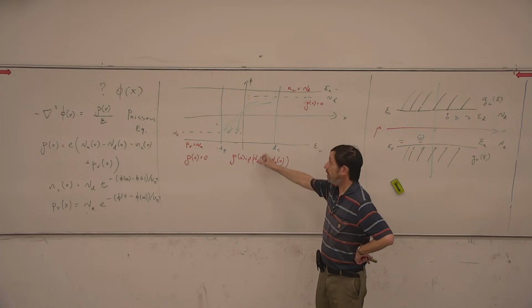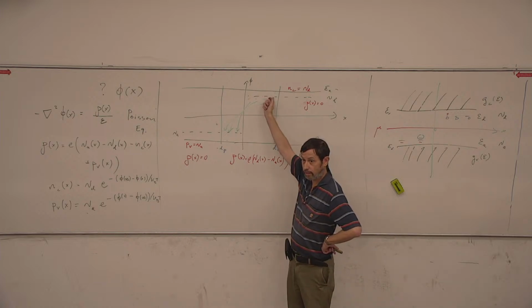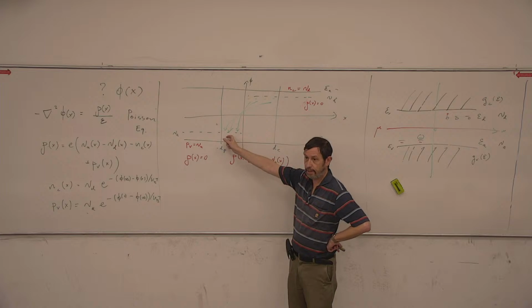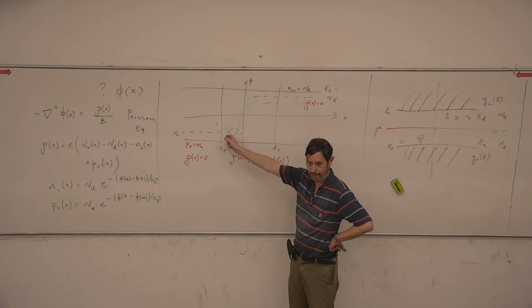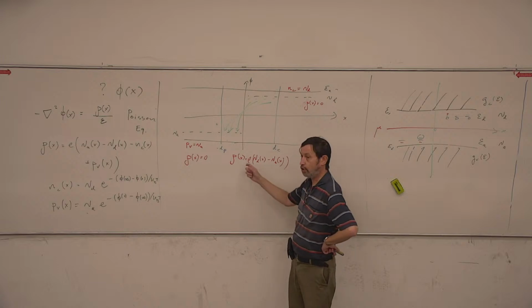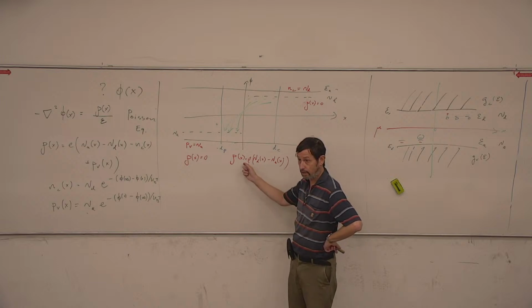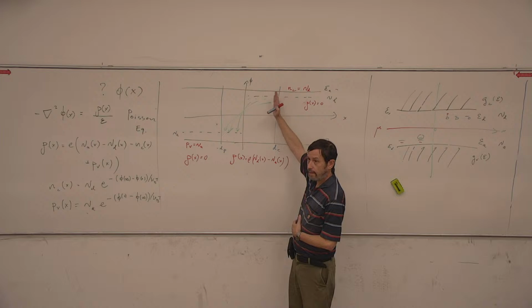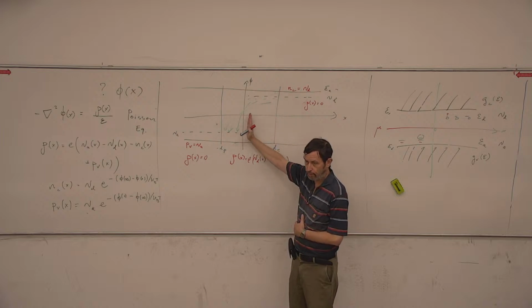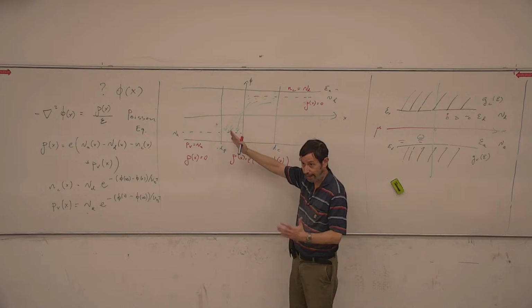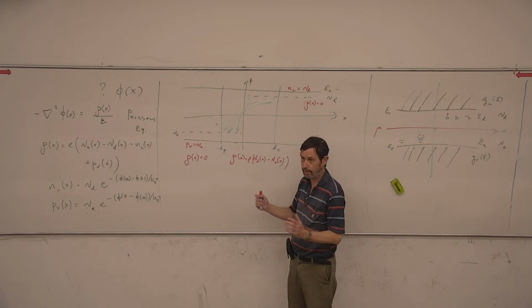If I have a donor in this region, it lost its electron, therefore it has a positive charge. If I have an acceptor, it gained an electron, and therefore we have an additional negative charge. What did I assume here? That all states here are empty, all states here are full. Of course, in reality, I'll have some change in the occupation at the boundary of this behavior.